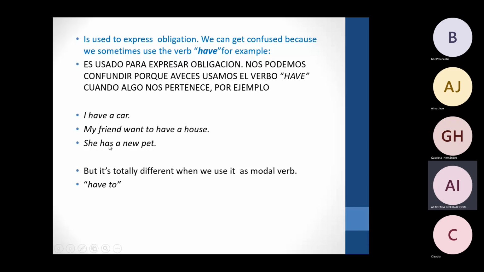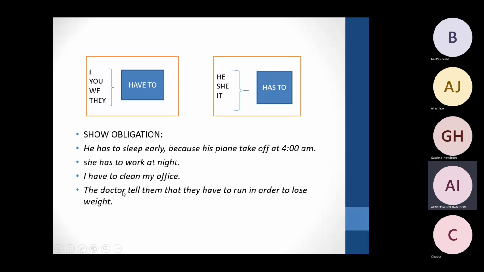She has a new pet. Has se usa en las terceras personas. Ya vamos a ver eso. She has a new pet. Ella tiene una nueva mascota. Entonces aquí expresan algo de pertenencia. But it's totally different when we use it as a modal verb. Pero es totalmente distinto cuando lo usamos como un modal verb. Porque ahí le agregamos el have to. Por ejemplo, miren. I, you, we, and they have to. He, she, and it has to. Esa es la diferencia. Show obligation. Now, Gabriela, can you help me out reading the first example?